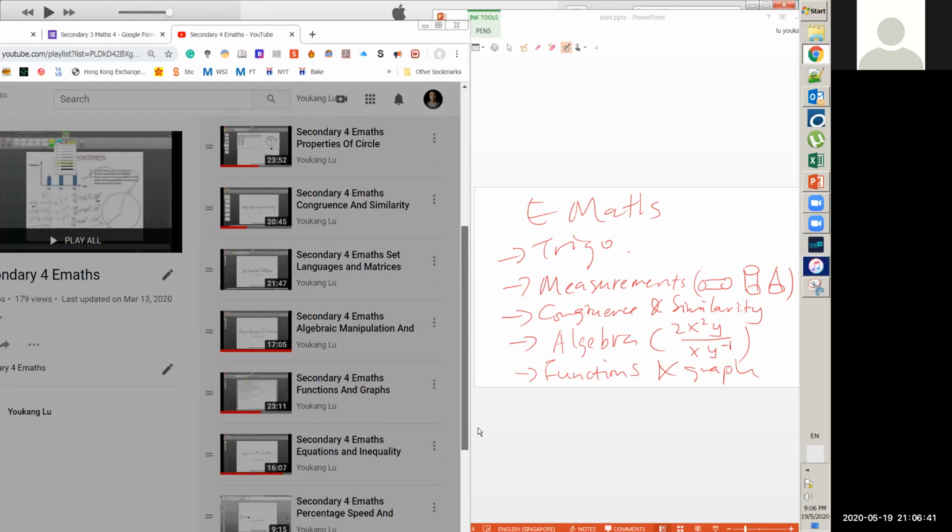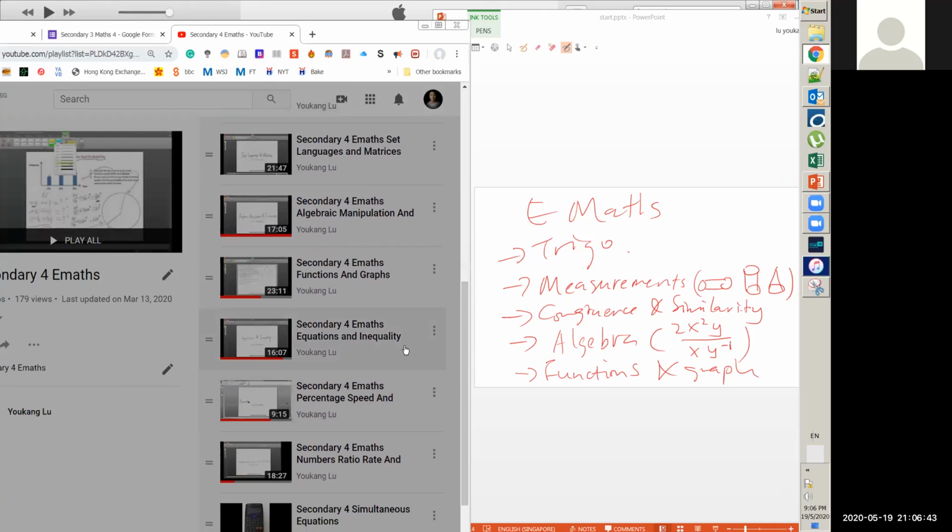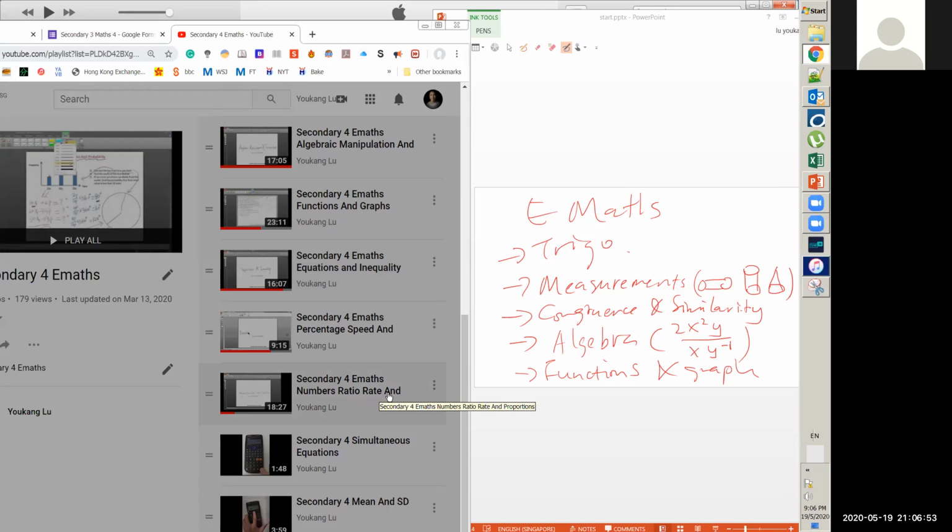Let me scroll down. What about quadratic equations and inequalities? Definitely. AMath, we have covered also. EMath, definitely you need to do. And then of course, these are number, ratio, rate. Ratio is a very general one. You can also start already.